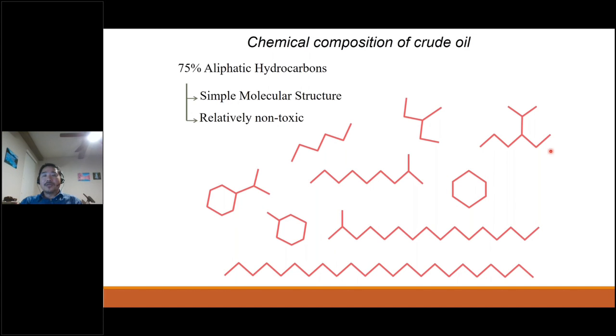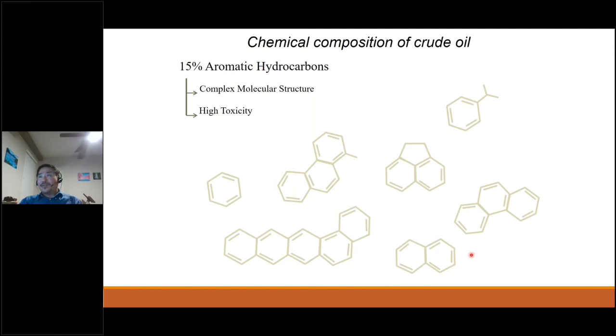But here's another way to see it. Depending on where the crude oil is from, you have about 75% aliphatic hydrocarbons. They're very simple molecules. You can see every vertex is one carbon, saturated by hydrogen. Those compounds can be straight chain or iso chain, or sometimes cyclic, but either way, they are saturated. This group of compounds we often call the saturated hydrocarbons. They are relatively non-toxic, and not really a concern when these compounds leak into the environment.